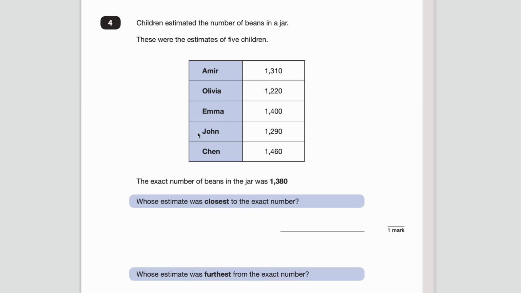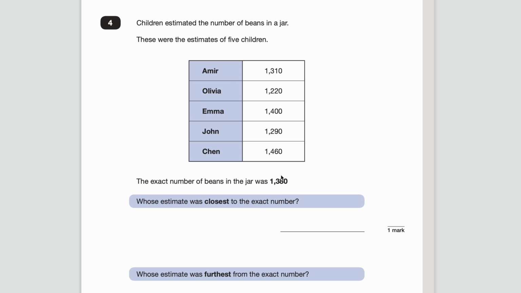Number 4, children estimated the number of beans in a jar. These were the estimates of 5 children. The exact number of beans was 1,380. So whose estimate was closest to the exact number? So all we need to do is look at everybody's guesses and say, well, which one is the closest? If we need to find the difference, what's the difference? The one that's the smallest will be the one that's correct.